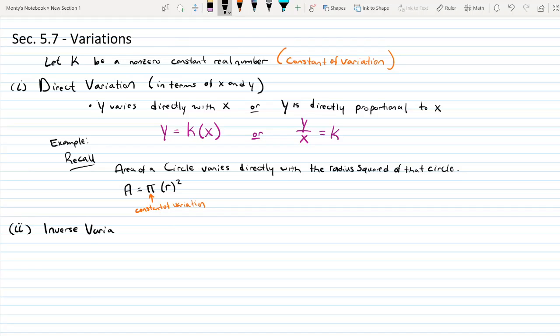Again, this is in terms of x and y. Just like we did up above, you could be asked to write the algebraic expression given this description. So in this case, it's going to be y varies inversely.